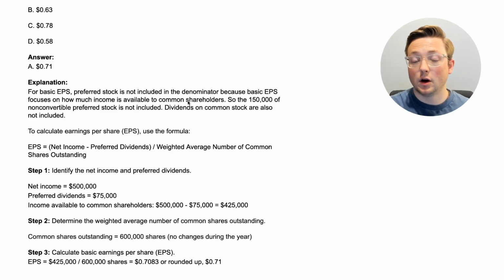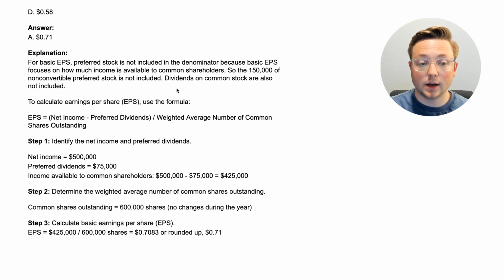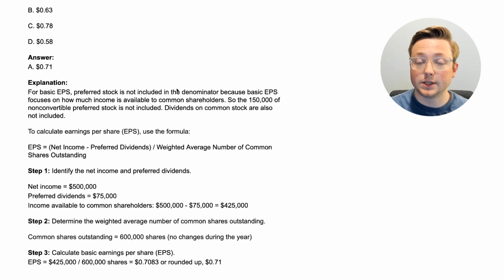So this non-convertible preferred stock right there is not included because we're focusing on the common shares. So again, the 150,000 non-convertible preferred stock is not included. Also, dividends on common stock are also not included, because again, we're just trying to look at how much is available to the common shareholders. So we calculate it here. Net income less preferred dividends divided by the weighted average number of common shares.